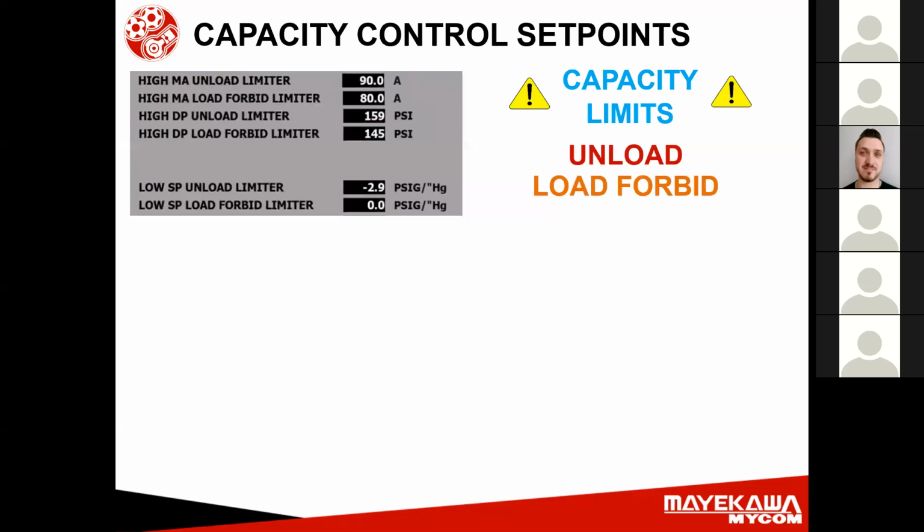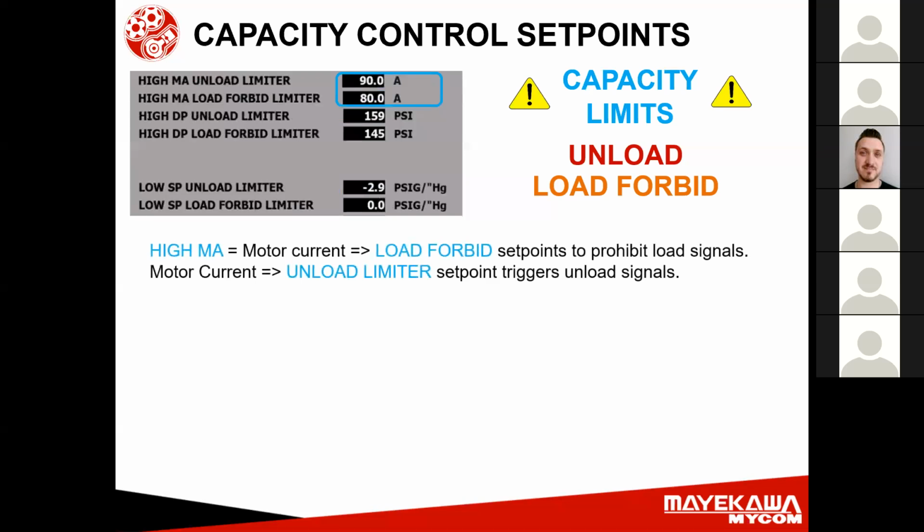The first 2 entries protect the compressor motor. High MA unload limiter and high MA load forbid limiter interrupt the capacity load signals when the current is greater than the setting. In our example, if the motor current is greater than 80 amps, the high MA load forbid limiter prevents a load signal from being performed. If the motor current increases to or above 90 amps, the high MA unload limiter forces the slide valve to unload to reduce the work the compressor is doing, and thus reducing motor amps.